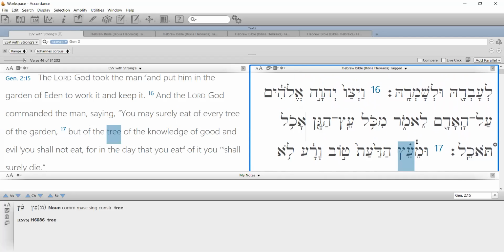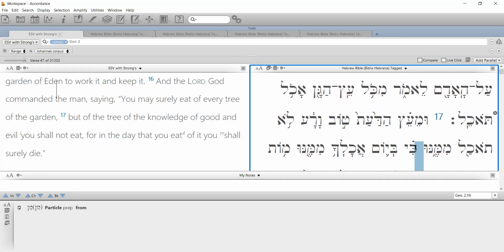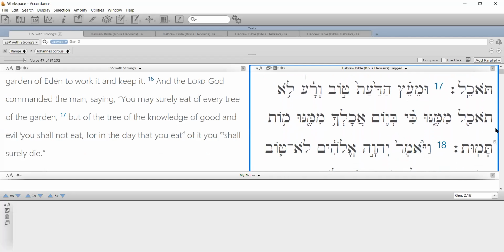And later on, in verse 17, but if you eat from another tree, you will surely die. Mot tamut. Mot tamut. So this is just an example of how it occurs in the Bible. And this is the most common usage of the infinitive absolute. But of course, there are some other ways the infinitive absolute can be used.